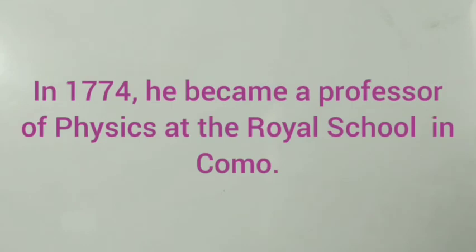In 1774, he became a professor of physics at the Royal School in Como. After reading this, you have to collect so many pieces of information. If I ask you in which organization he became a professor? Yes, you are right. That is Royal School. Where? Right, Como. And in which year he became a professor of physics? Yes, in 1774. And in which subject? Yes, it's physics. You are right.